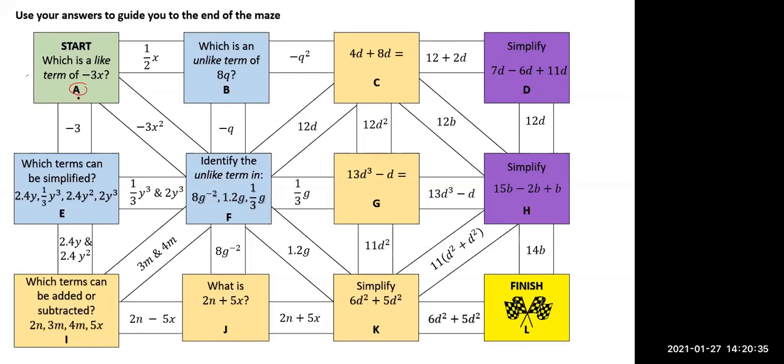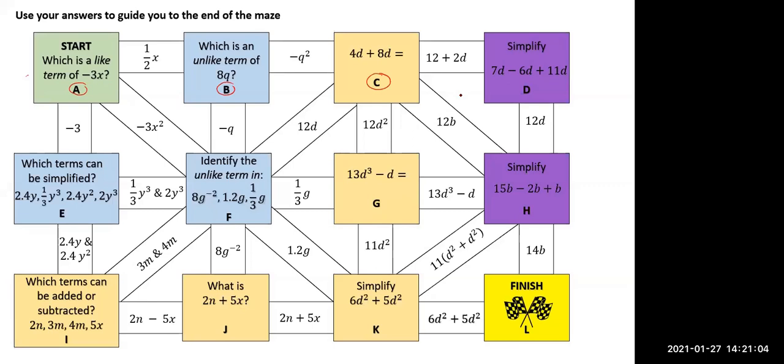All right, so which is a like term to negative 3x. So we're looking at the variable, so it's 1/2 x, so we know we go to B. So from B, which is an unlike term of 8q, all right, we look at the variable again, and we move to C. All right, from C, it says 8D, 4D plus 8D, that gives us 12D.